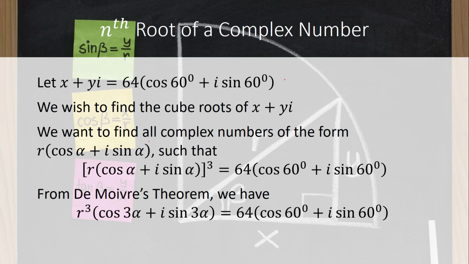Well, if that's the case, we can apply de Moivre's theorem here, and we can rewrite this as r cubed times the cosine of 3 alpha plus i times the sine of 3 alpha is equal to 64 times cosine of 60 plus i sine of 60. And notice that these will be true if r cubed is equal to 64, and when cosine 3 alpha is equal to cosine of 60, and sine of 3 alpha is equal to sine of 60.